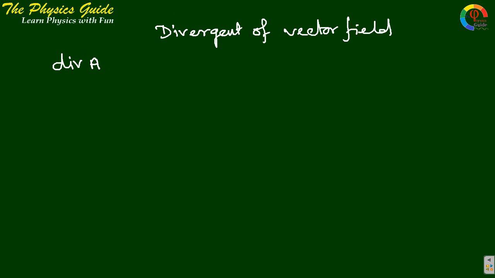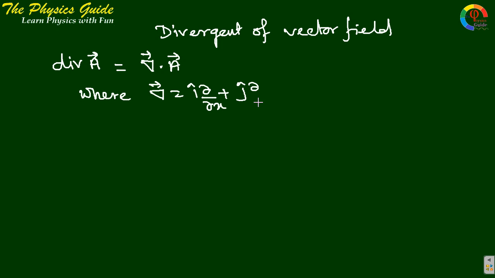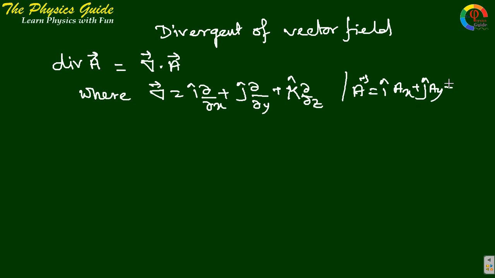divergence A, where A is a vector, equals del operator dot A vector, where del operator equals, we know, i del x plus j cap del y plus k cap del z, and we have taken A equals i cap ax plus j cap ay plus k cap az.